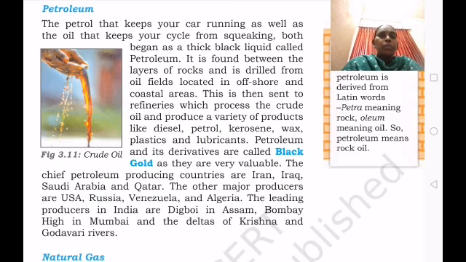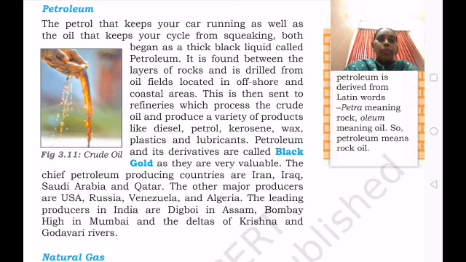The chief petroleum producing countries are Iran, Iraq, Saudi Arabia, and Qatar. So, the maximum deposits are in these places. Along with these, there are other major producers where petroleum is also available: the United States of America, Russia, Venezuela, and Algeria.